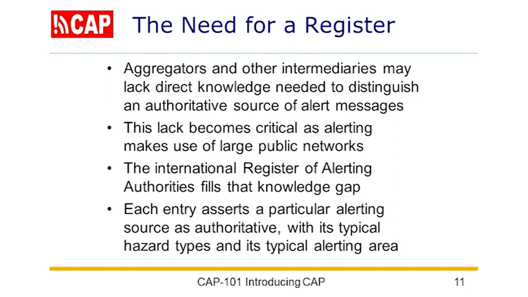Google doesn't know all these people around the world. AccuWeather doesn't know all these people. How do they know who's official? The International Register of Alerting Authorities was set up like a referral service. So you have a degree of trust in the source of the alert because you trust the organization that said they're official.